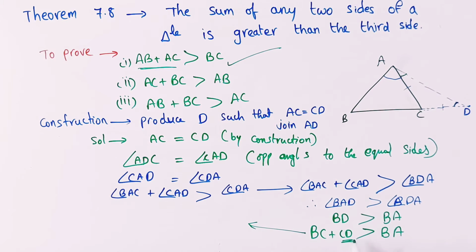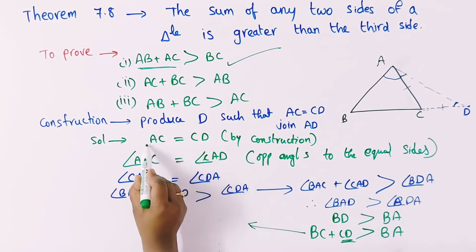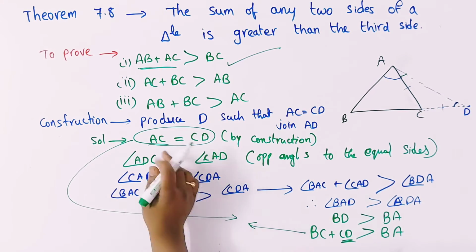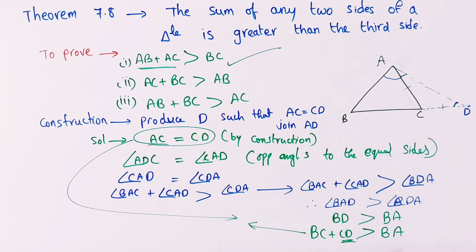But what is CD here? CD is nothing but AC. Correct? We have already taken AC equal to CD by construction. So can I write AC in place of CD? Therefore, BC plus AC is greater than BA, children.